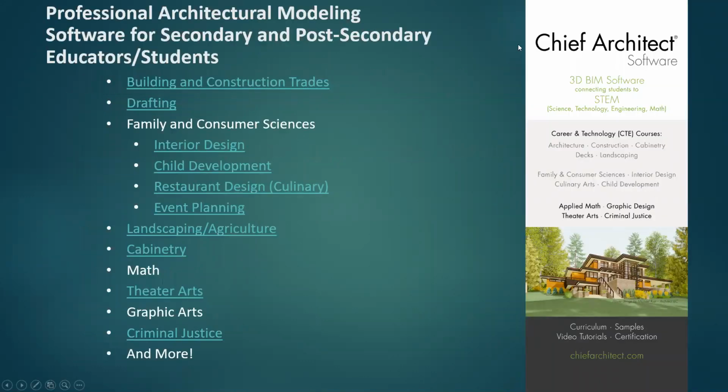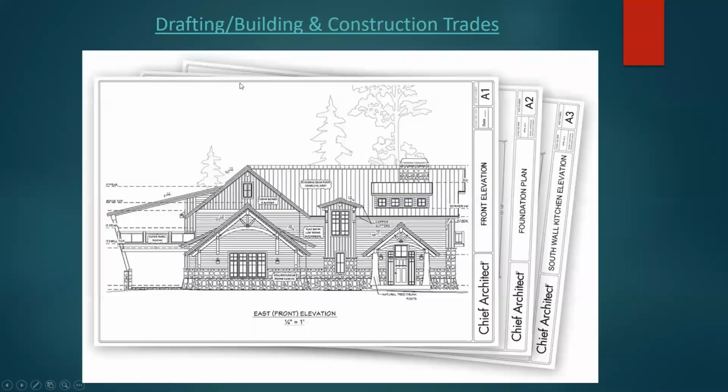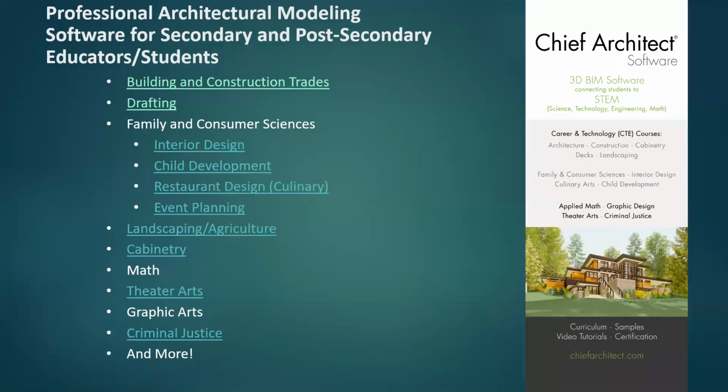Some of the areas that we use Chief Architect in are in building and construction trades and drafting. And here's an example of what some of their documents might look like. We have two different files that we use in Chief Architect. One is the plan file, one is the layout file.